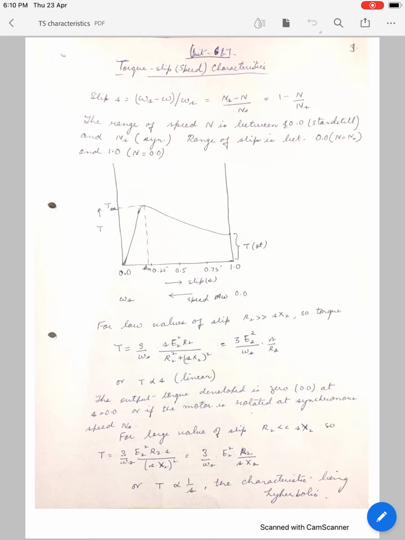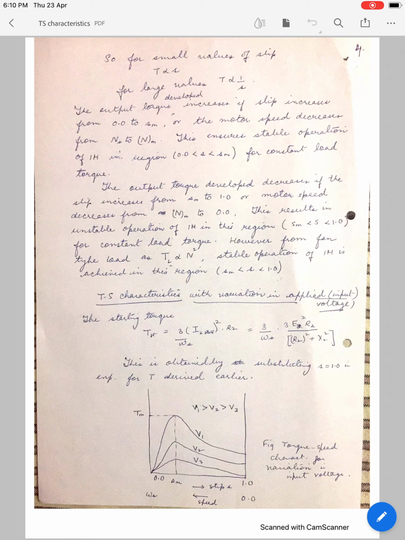And for large values of slip, again we can simplify the expression. We can take S X2, because the reactance has a greater value. So R2 is very small compared to S X2. So again the torque expression can be simplified, and then you see that torque is proportional to 1 upon S, the characteristic being a hyperbola. So for small values of slip, T is proportional to slip. For large values, it is proportional to 1 upon slip.